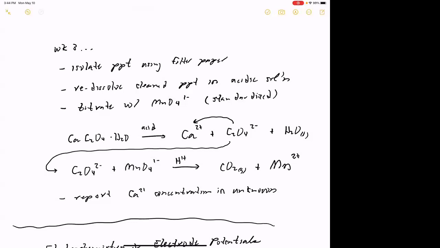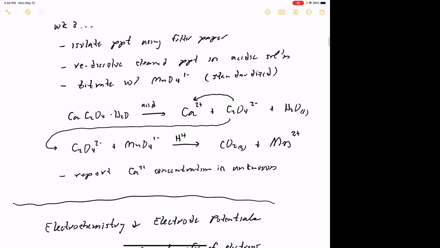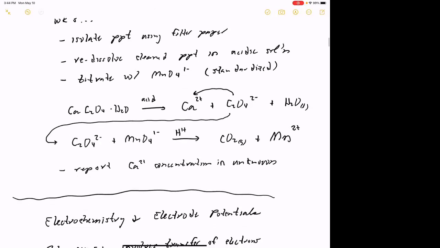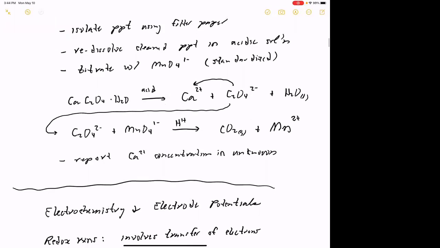Then I'm going to take the filter paper and everything in it, and we're going to redissolve that precipitate in an acidic solution. So we're going to free up the calcium ion from the oxalate ion. And then I'm going to take what we've got there and titrate it with permanganate. And this is going to be the standardized permanganate.